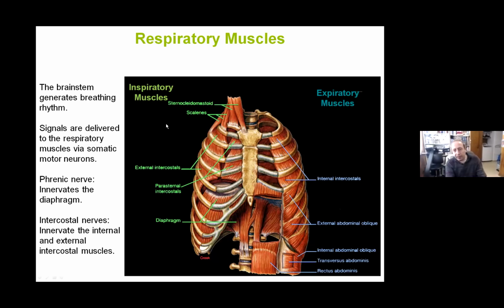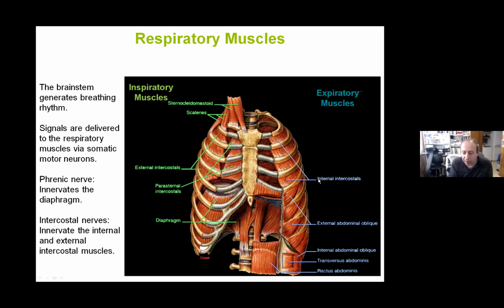Now, there are several muscles responsible for breathing movement, so there are muscles that are involved in inspiration and muscles that are involved in expiration. The diaphragm is the most important muscle, and it's innervated by the phrenic nerve. So the phrenic nerve is very important to control breathing.